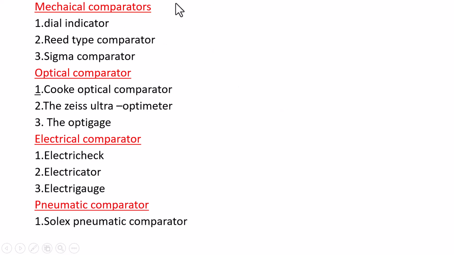So what are some examples of mechanical comparators? That is the dial indicator, reed type comparator, Sigma comparator. For optical comparators, you can see the Cooke optical comparator, the Zeiss Ultra Optimeter, the Opti-gauge. In the case of electrical comparators, you can see the Electricator, electric gauge. In the case of pneumatic comparators, you can see the Solex pneumatic comparator.